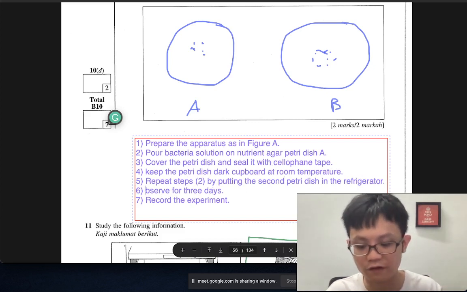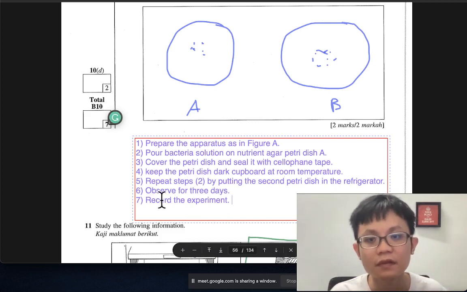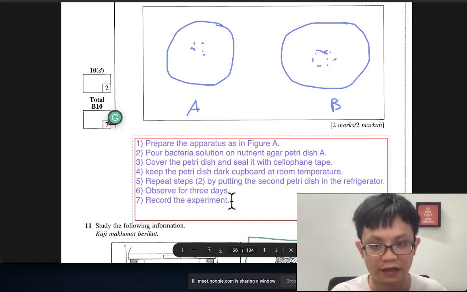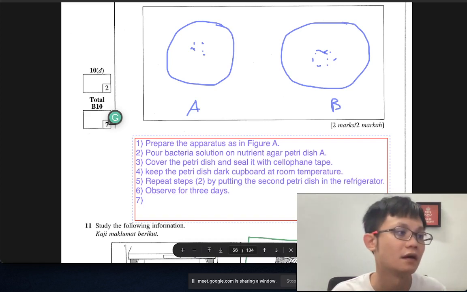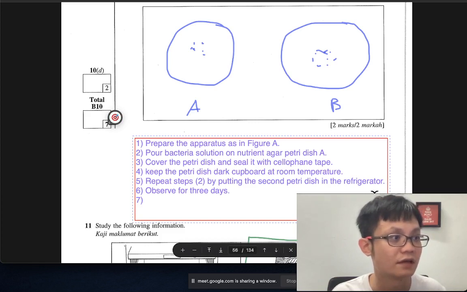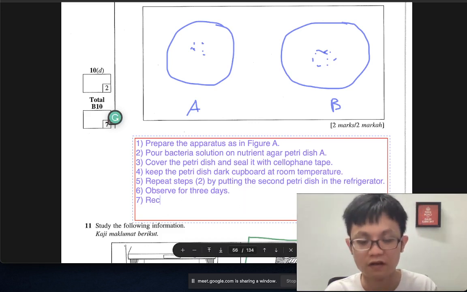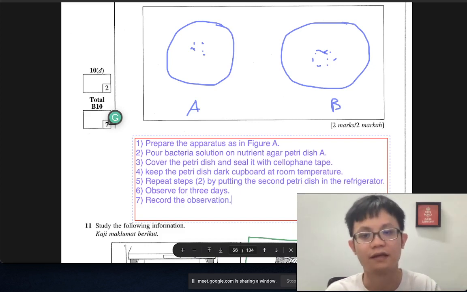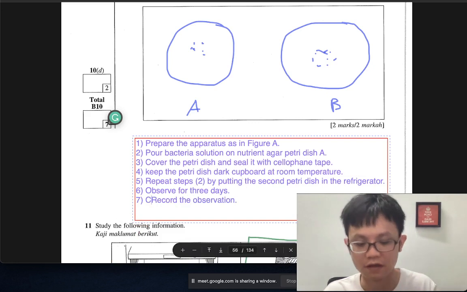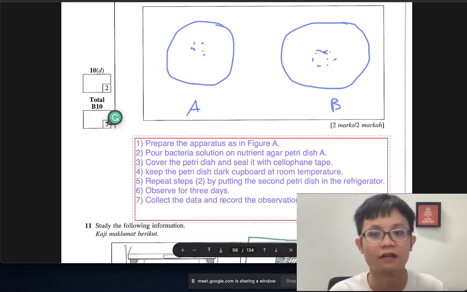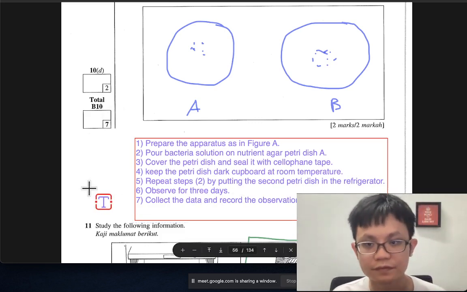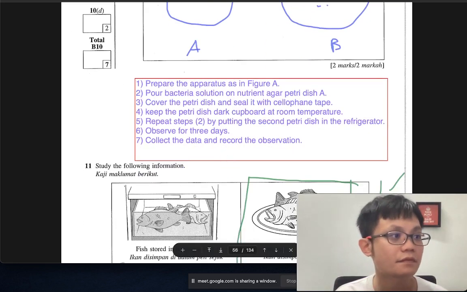Observation: observe it for maybe 3 days. Record the experiment. Maybe I like to write, record the observation. Okay, can. Or collect the data. Okay, I put here, collect the data and record the observation. Okay, very good.